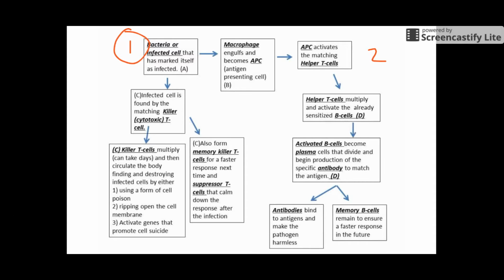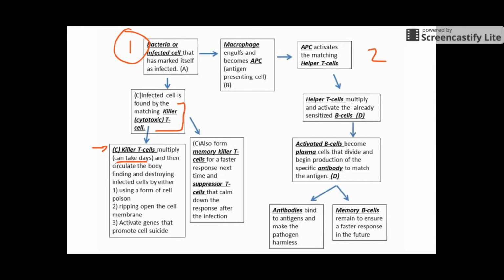So right away, when we get an infection, either the bacteria is found or a cell has marked itself. Remember that when cells get infected, they have a process where they mark themselves. They put a little protein on the outside, a chunk of the antigen, and mark themselves as infected. When that happens, it's going to be discovered by one of these cytotoxic killer T cells. And what they're going to do is multiply, and it takes a bunch of days for that to happen, guys. It's not a very fast process.